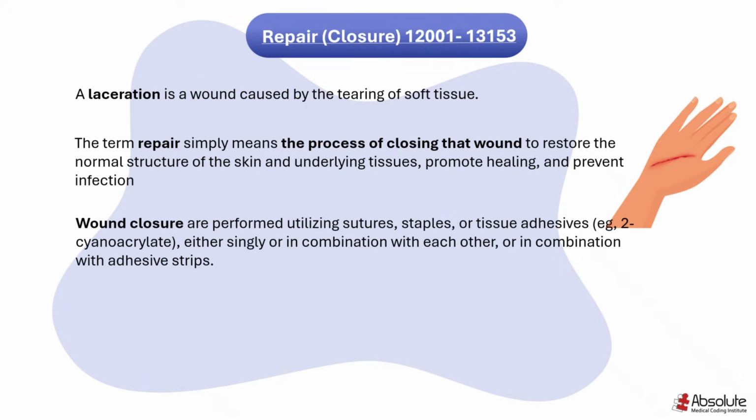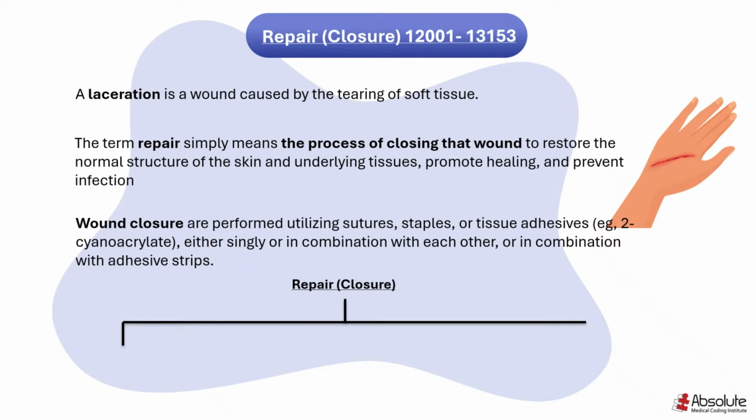The wound closures are performed utilizing sutures, staples, or tissue adhesives such as cyanoacrylate, either singly or in combination with each other or in combination with adhesive strips. Repair codes range from 12001 through 13153, and the repairs are classified into three types. Number 1, simple repair. Number 2, intermediate repair. And finally, complex repair.